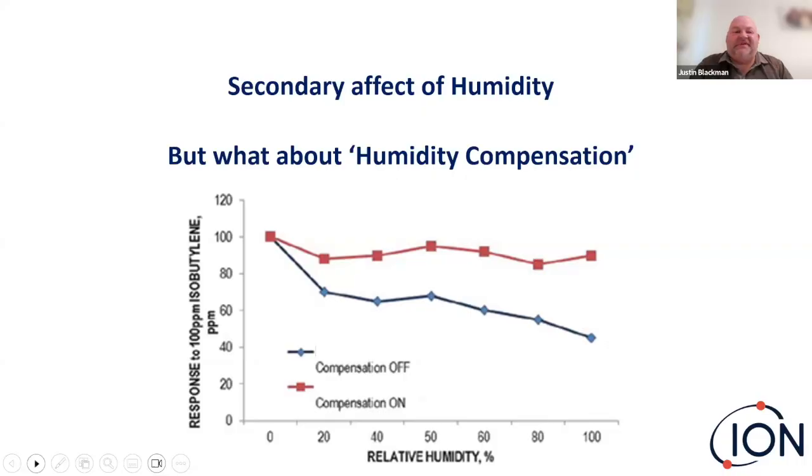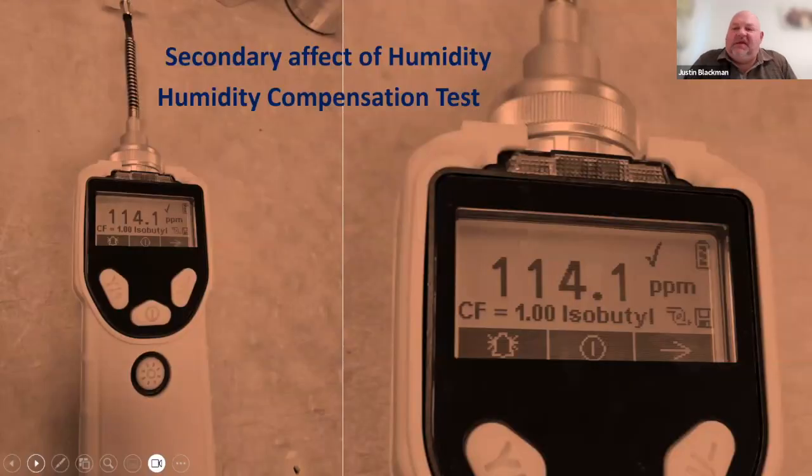Well, I'm inquisitive, so I go and test it myself. I was expecting to see a drop in signal when I tested one of these instruments claiming humidity compensation. But it overshot and every time was reading 114 or 115. So for me, that just tells me it's important to know about this secondary effect. Consider doing the test yourself on whichever instrument you are using so that you can take it into account.